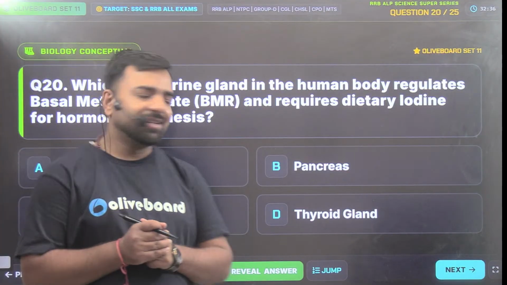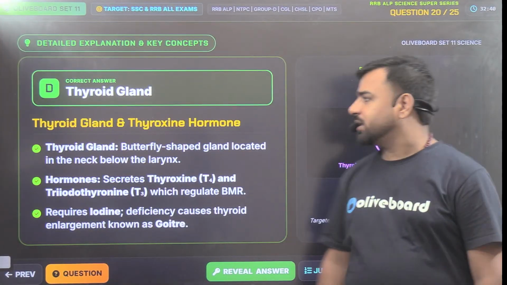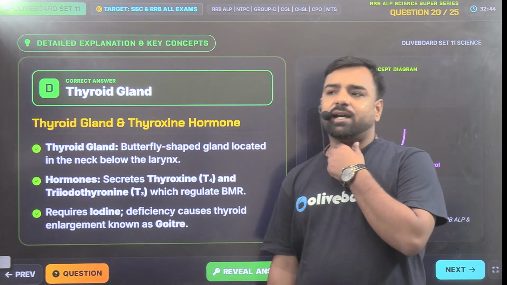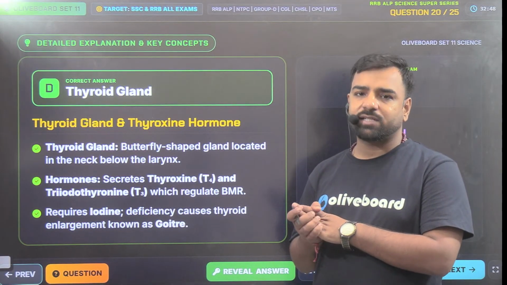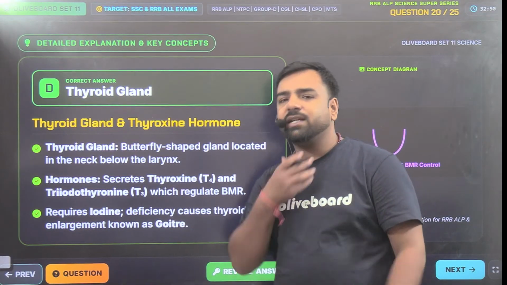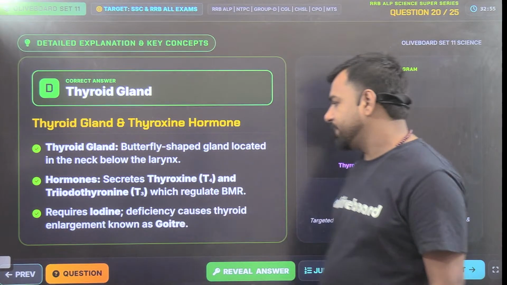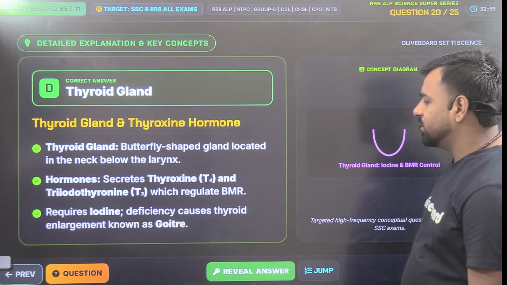Okay. And Ankita? Okay, in doubt? No worries. Yes, you are 100% correct, Utkarsh. Thyroid is the correct answer. The thyroid is a butterfly shaped gland located in the neck below the larynx, and it generates thyroxine. But it doesn't work properly if iodine is lacking. Because of the lack of iodine, it gets inflamed, and that's known as a thyroid issue. So iodine is required, and deficiency leads to goiter.